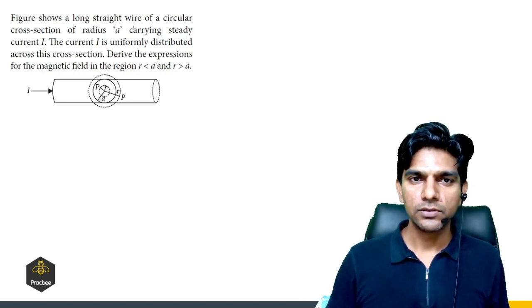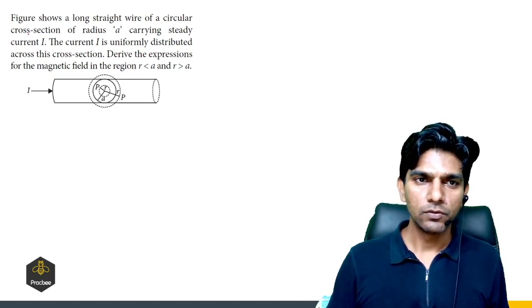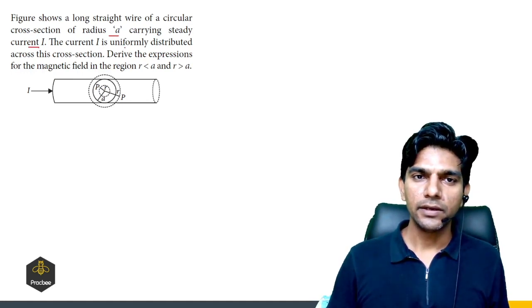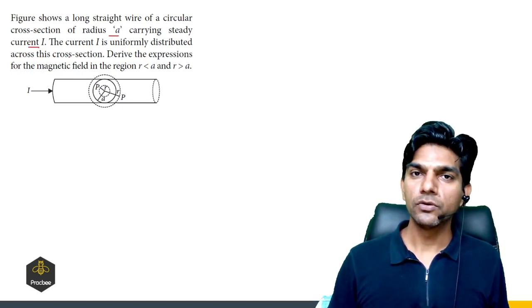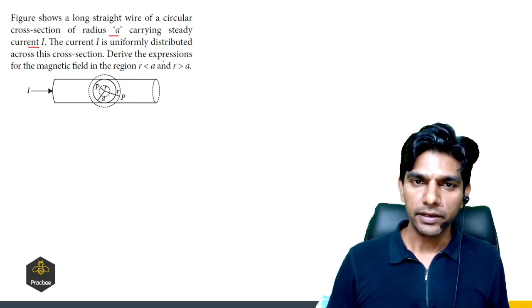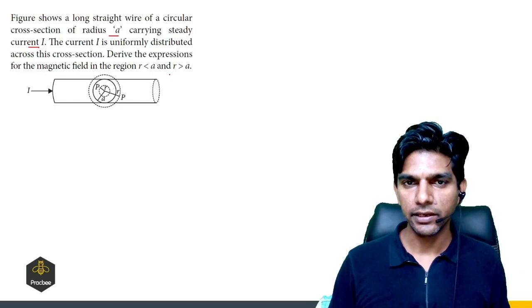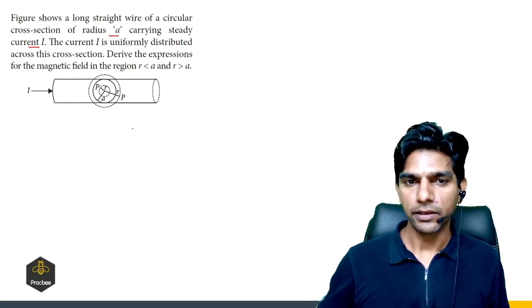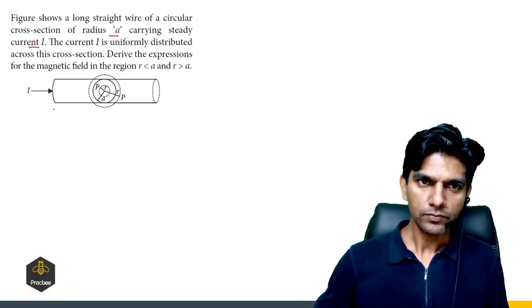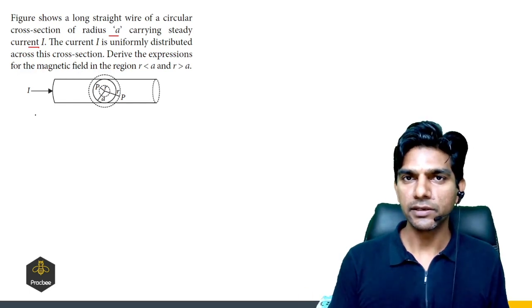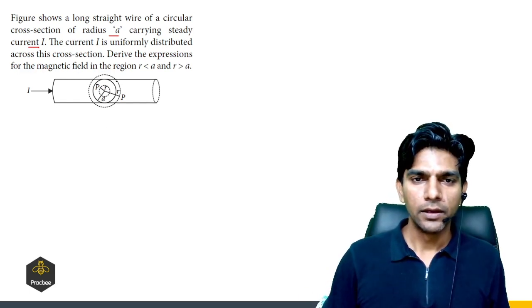Figure shows a long straight wire of circular cross section of radius a carrying a steady current I. The current I is uniformly distributed across the cross section. Derive the expression for magnetic field in the region r less than a and r greater than a. So let us see. So here we have a cylinder. You can say there is a cylinder which is having current.